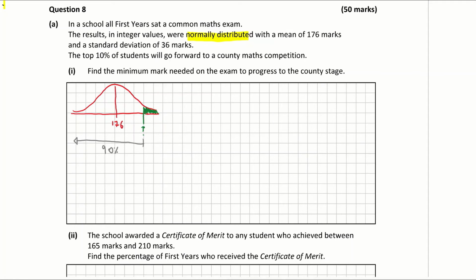And if we go and transfer that 90% to a z-score, 90% gives us a z-score of 1.28. So the nearest one to 90%, the nearest percent in page 36 of our log tables. So I'm looking for 0.90. The closest I can see is 0.8897, which is giving me a z-score of 1.28. And I'm then going to solve that now to find out the mark.